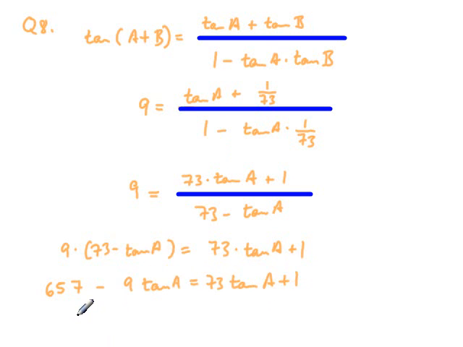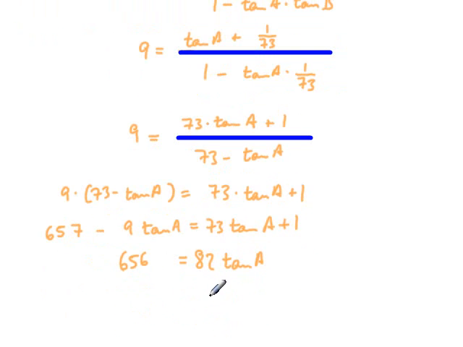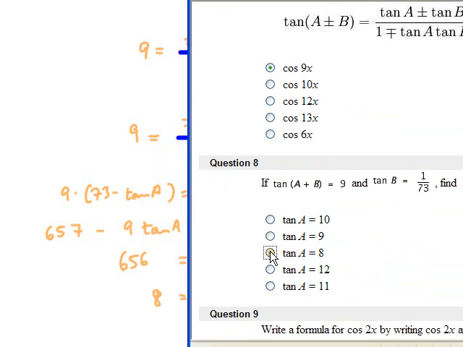Subtract 1 from this one here, so that's 656 equals, and then 73 plus 9 is 82 tangent a, and then tangent a, divide 82 into 656, which is 8. So the correct answer is 8.